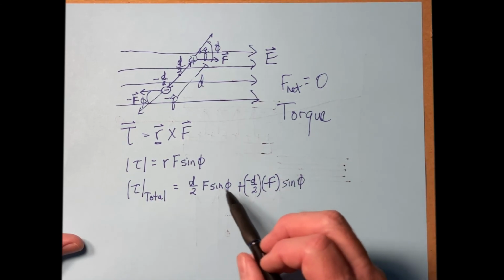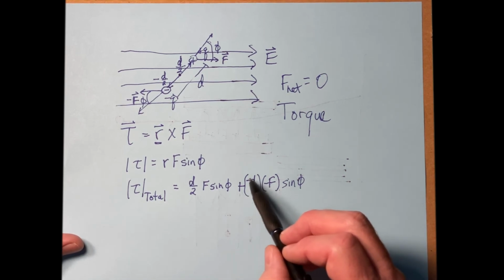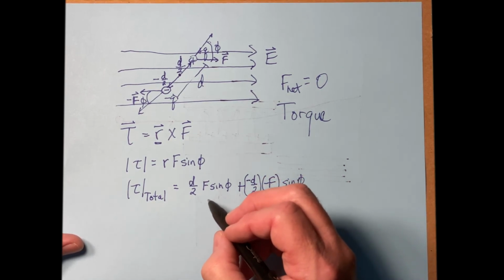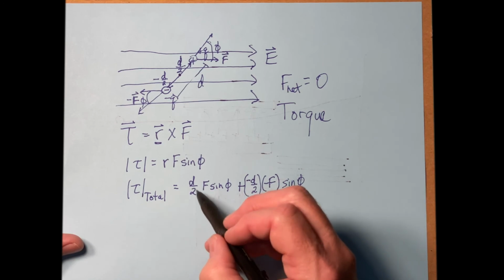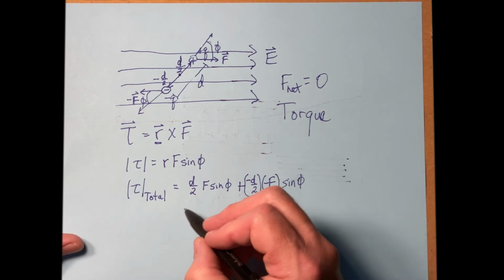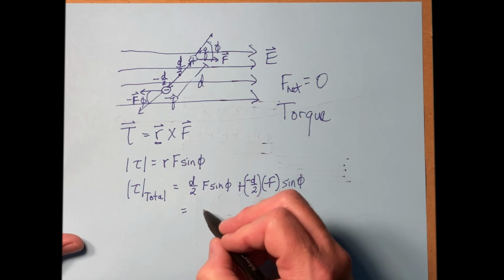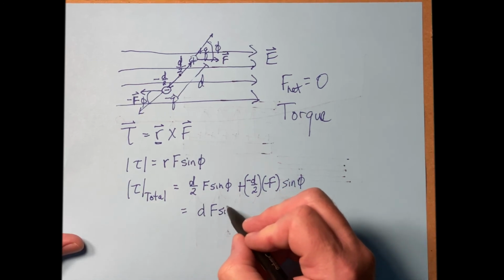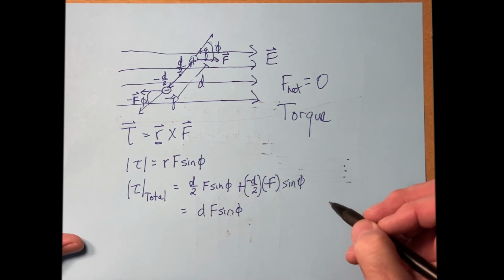That means I can combine these together, and you'll notice the negative signs cancel each other, and I end up with 2 times D over 2 times F times sine. So let's just get rid of that 2. This is going to be D times F times the sine of phi.